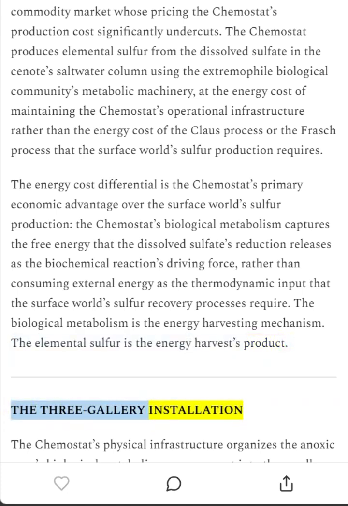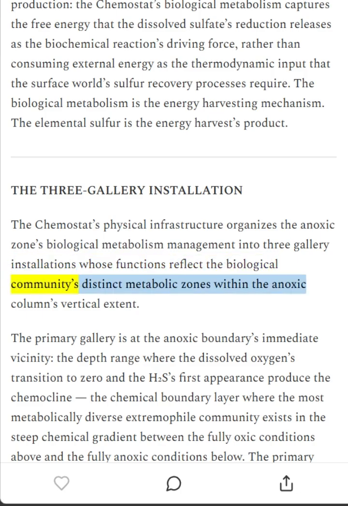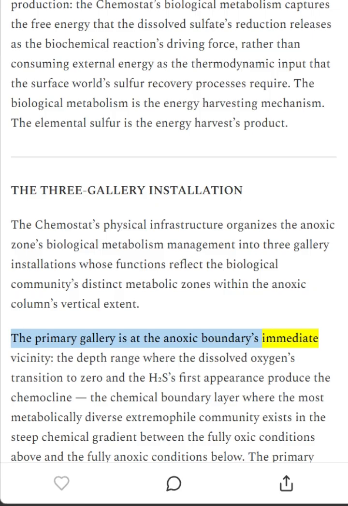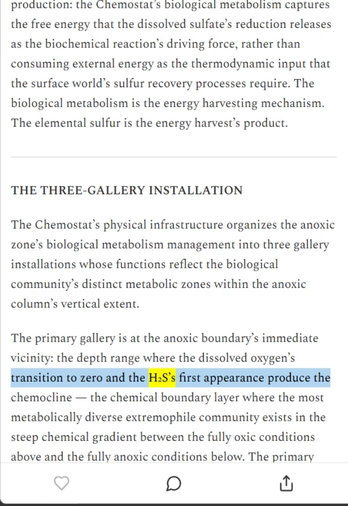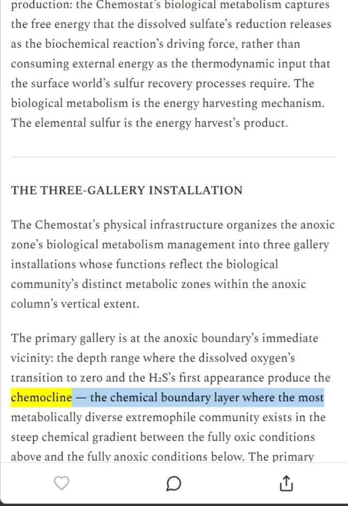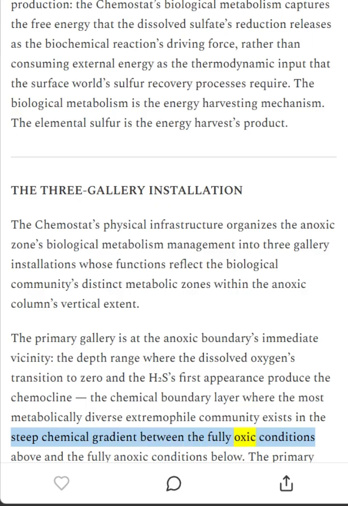The three-gallery installation. The chemostat's physical infrastructure organizes the anoxic zone's biological metabolism management into three-gallery installations whose functions reflect the biological community's distinct metabolic zones within the anoxic column's vertical extent. The primary gallery is at the anoxic boundary's immediate vicinity, the depth range where the dissolved oxygen transitions to zero and the H2S's first appearance produce the chemocline, the chemical boundary layer where the most metabolically diverse extremophile community exists in the steep chemical gradient between the fully oxic conditions above and the fully anoxic conditions below.